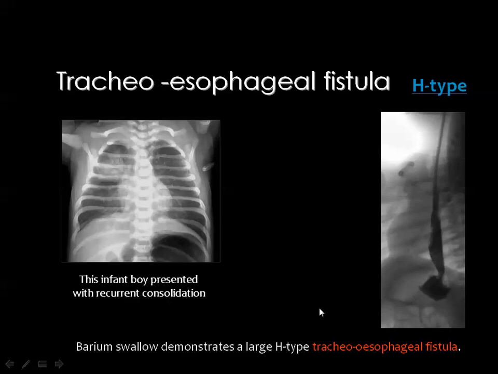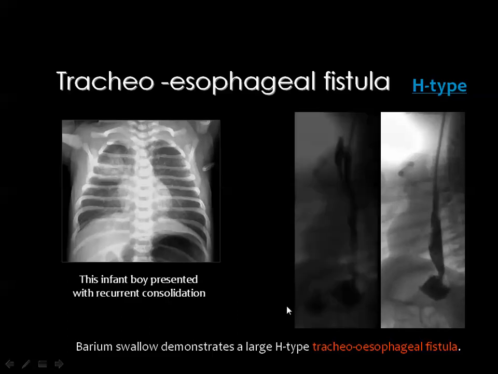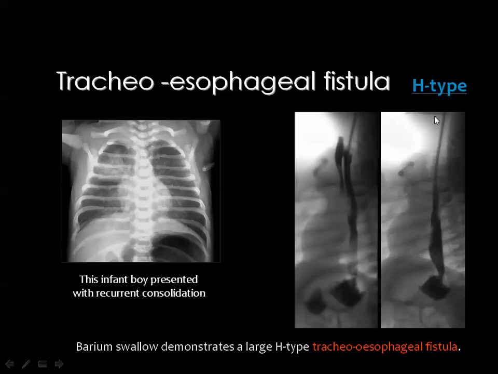Then here this infant is presenting with recurrent chest infection with patchy areas of consolidation with suspected tracheoesophageal fistula. The tube for introduction of barium is a little bit pushed downward, so you cannot see the site of the fistula. But if you pull the tube proximally and you inject barium, then you can see the communication between the esophagus and the trachea.